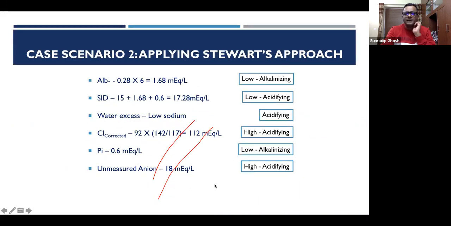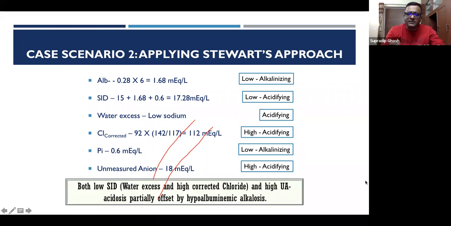For the same patient, we have an albuminate of 1.68, which is low, alkalinizing. SID of 17.28, low, acidifying. Water excess because of the low sodium, and high corrected chloride. So these are the 2 things which produce acidosis. Alkalinizing: albumin is low and phosphate is low. Unmeasured anion is high, 18 milliequivalent per liter, so it's acidifying. So it's a mixed disorder. And the final composite diagnosis is both low SID and high unmeasured anion acidosis, partially offset by hypoalbuminemic metabolic alkalosis. So you can calculate using the Fencl and Leith formula.